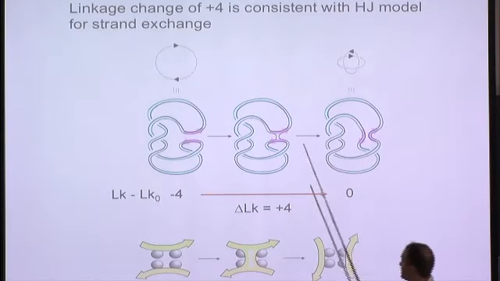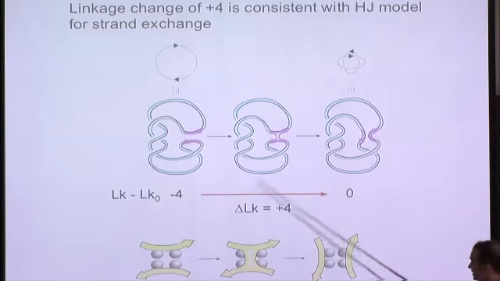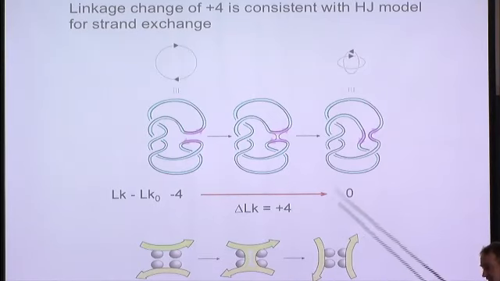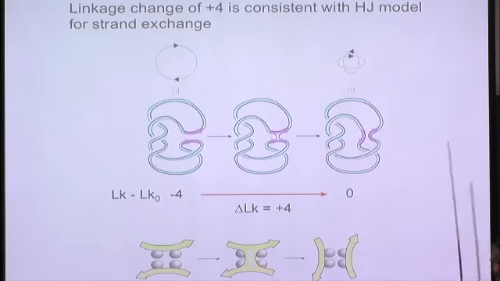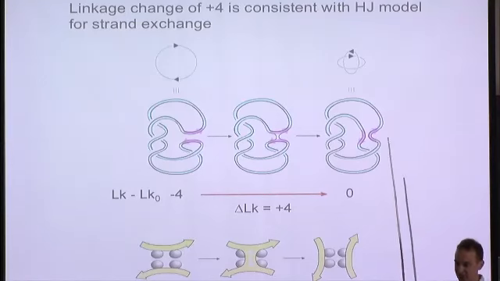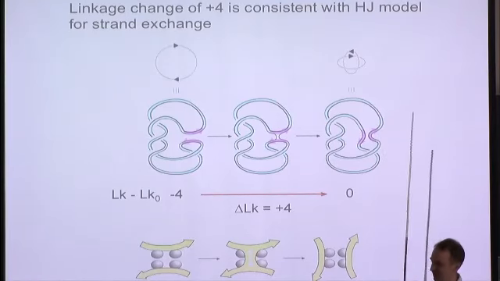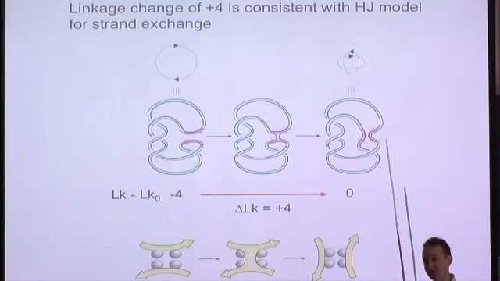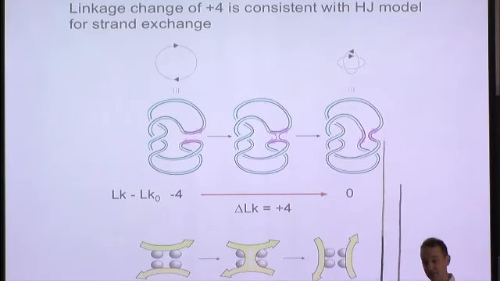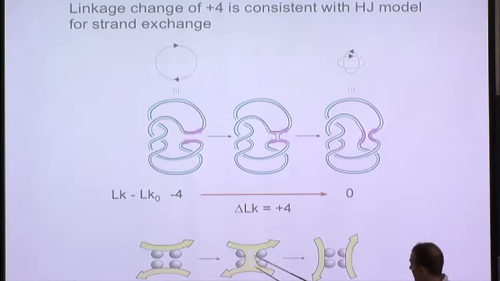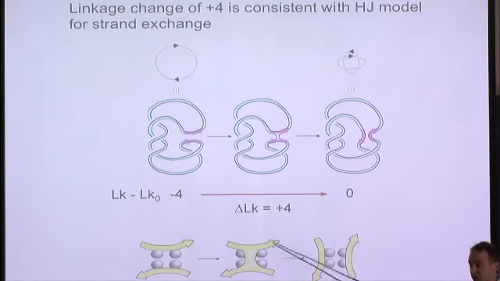So that means the linkage change we see is consistent with this Holliday junction model for the strand exchange, which fits with what everyone thinks because XerC and XerD are tyrosine recombinases, and it's well established that these tyrosine recombinases go through a Holliday junction intermediate in the recombination. And there are crystal structures of, for instance, the Cre recombinase, which is another tyrosine recombinase, complexed to a Holliday junction that looks very much like my little cartoon here.